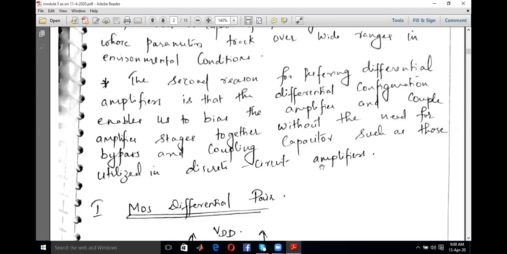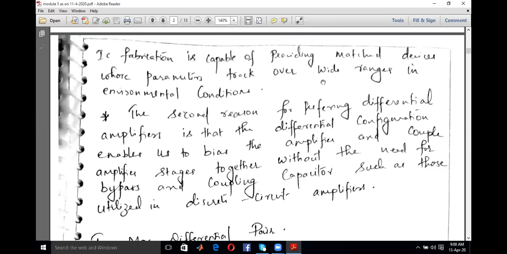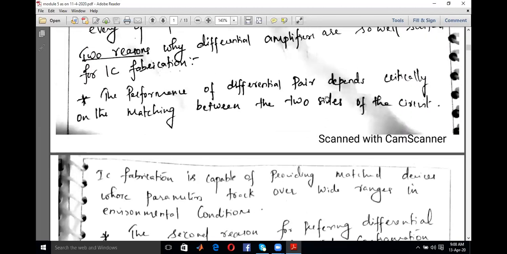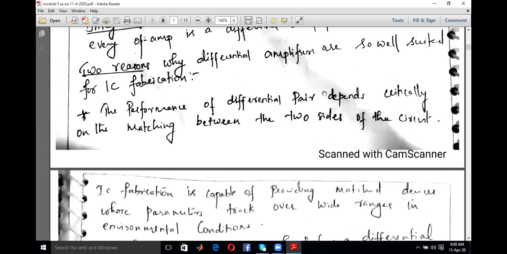Discrete circuit means one which is not integrated within an IC, which is not fabricated within an IC. Discrete means available as separate units of circuits. So unlike conventional discrete circuit amplifiers, differential amplifiers can be integrated within an IC. The main reason is they do not make use of bulky capacitors like bypass or coupling capacitors. So this is one of the reasons why we prefer the differential amplifier when compared to the initial versions, what you have studied like common source and common gate in the previous modules.